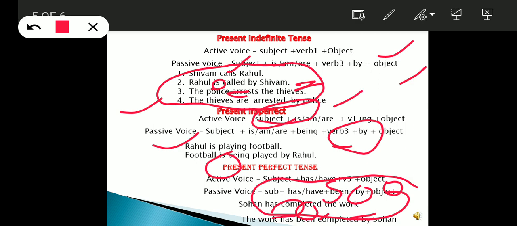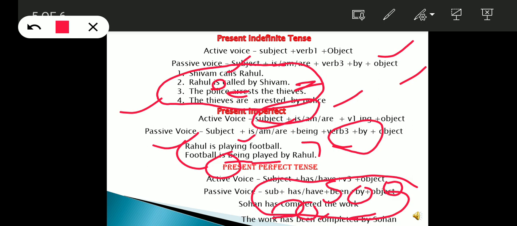Now if we see present imperfect, means present continuous tense, let's take examples, then we will deduce the rule. Rahul is playing football. To replace this ing we will use being, and after dropping ing from the verb we will add ed to it, and it will become third form of verb. So being played, this is a way to deal with the verb when it comes to present continuous tense. Now what are other rules?